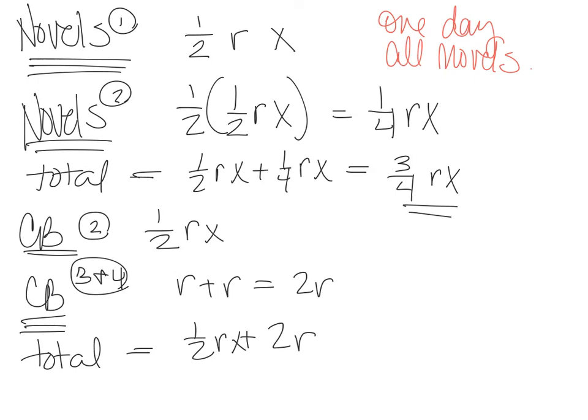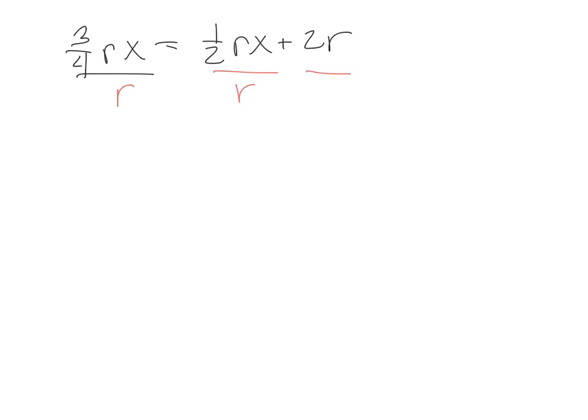All right, since the number of cookbooks and novels is the same, we can equate the expressions of the totals above. So we can set those two equations together: 3/4 Rx equals 1/2 Rx plus 2R. Very, very cool. R can't be 0, so we can divide both sides by R, and it cancels out, and we're left with 3/4 X equals 1/2 X plus 2.